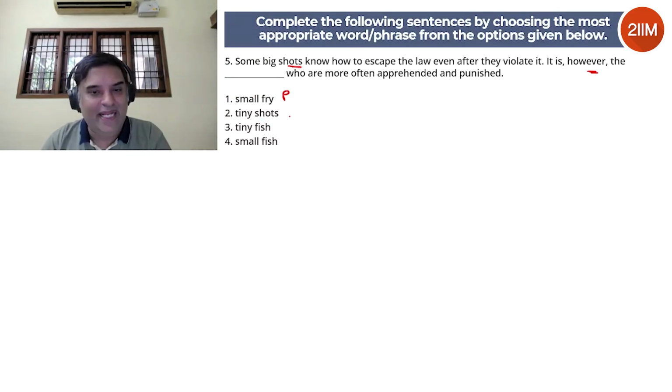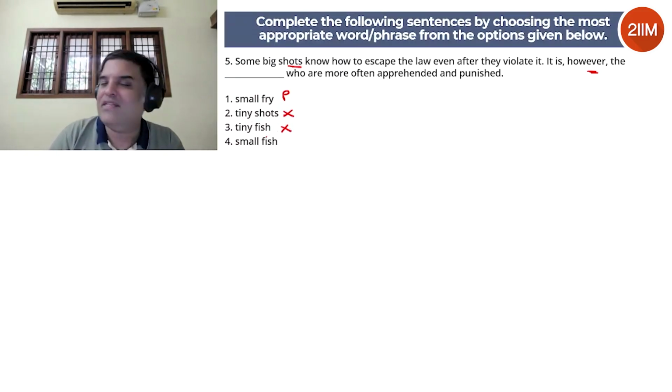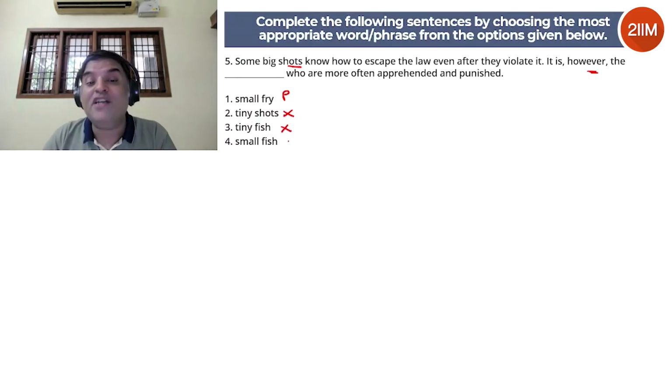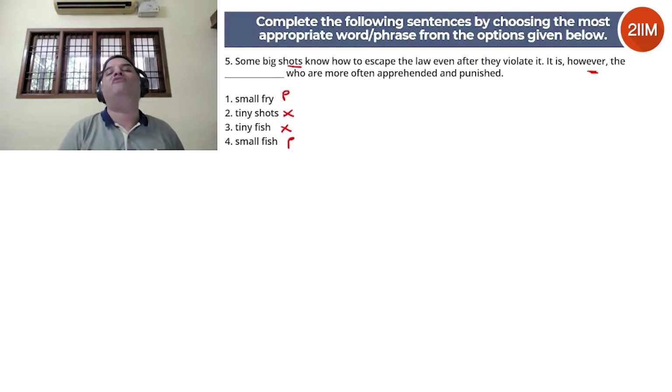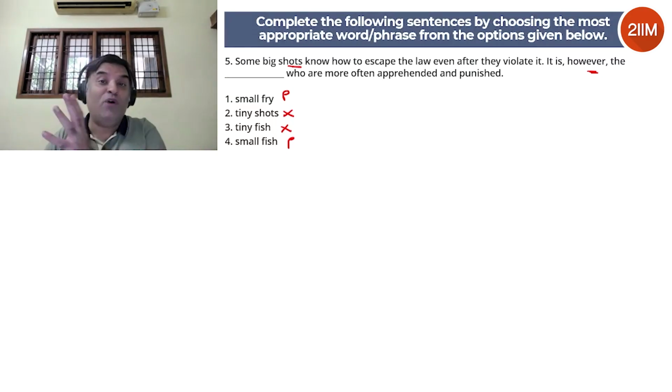Tiny shots does not make any sense. It's not a valid phrase. Tiny fish also, it's not a valid phrase. It doesn't make sense. Small fish does make sense. Small fish is very similar to small fry. It also means people who don't have much influence, common men and women. So small fish also fits, and that's why this is a confusing question. Do we go with small fry or do we go with small fish?